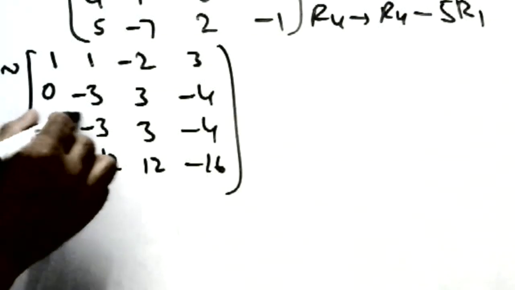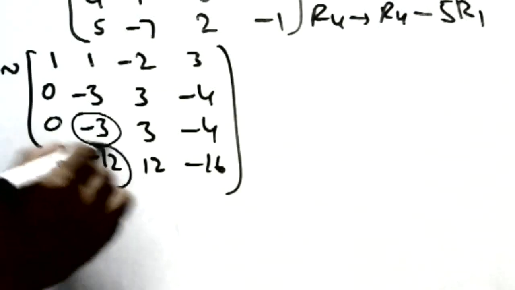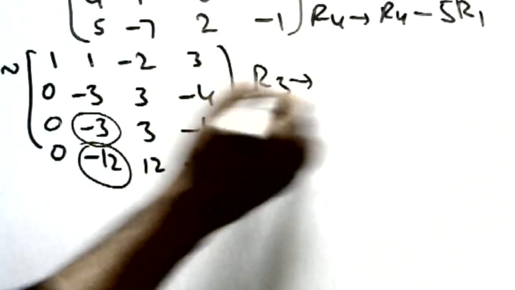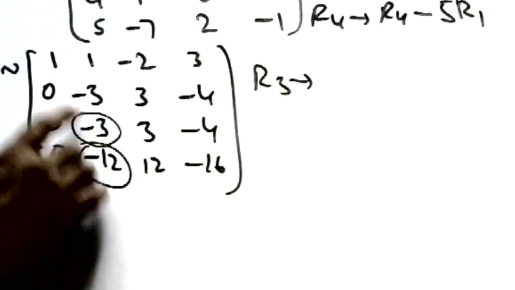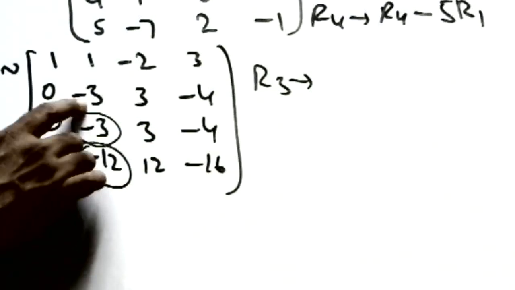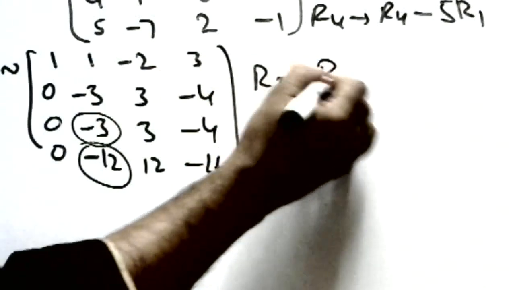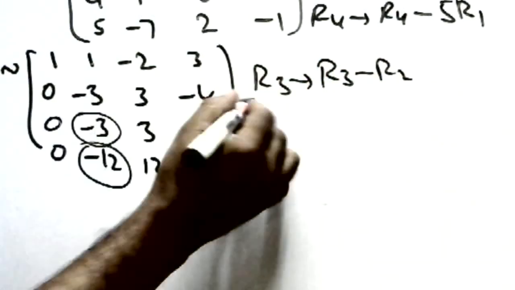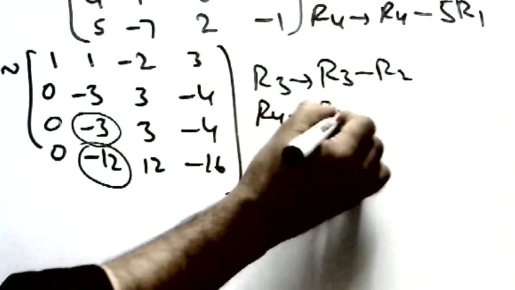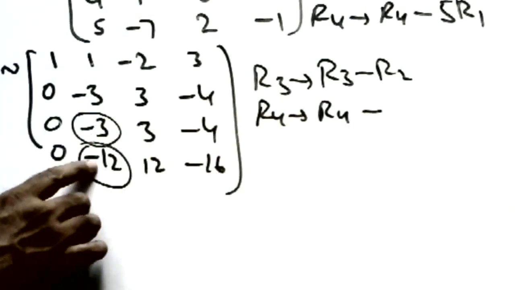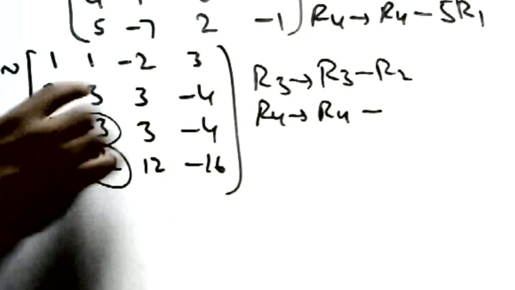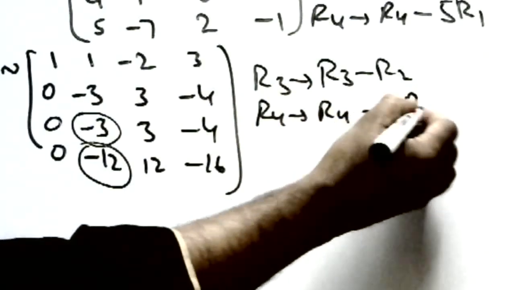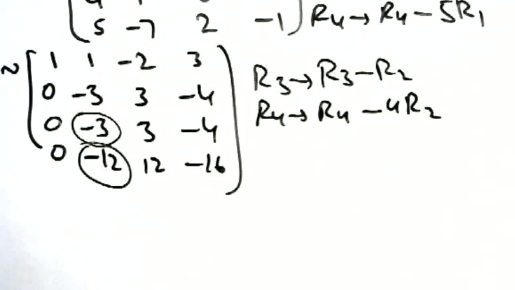So next step, let us make the other zeros. Now the next step is we have to make these 2 zeros. To make these 2 zeros we use R2. So R3 implies R3 minus R2, you subtract, this will become 0. 3 minus 3 minus 1 is plus 3, 0. In the same way, R4 implies R4 minus, this is minus 12, so multiply this with 4, 4R2, minus 1 is plus 12, so it becomes 0.